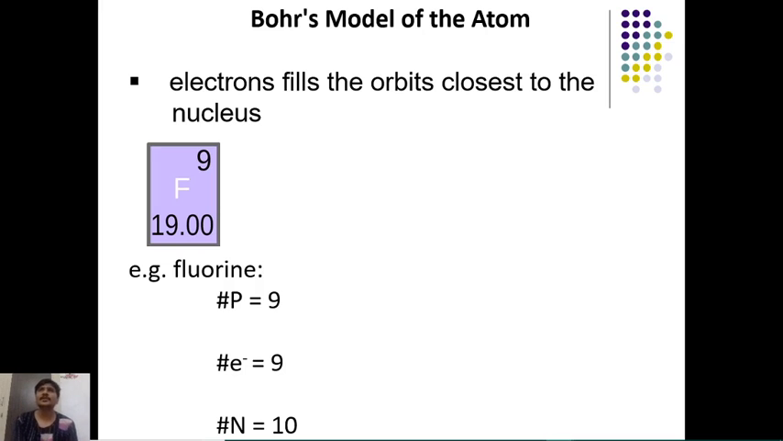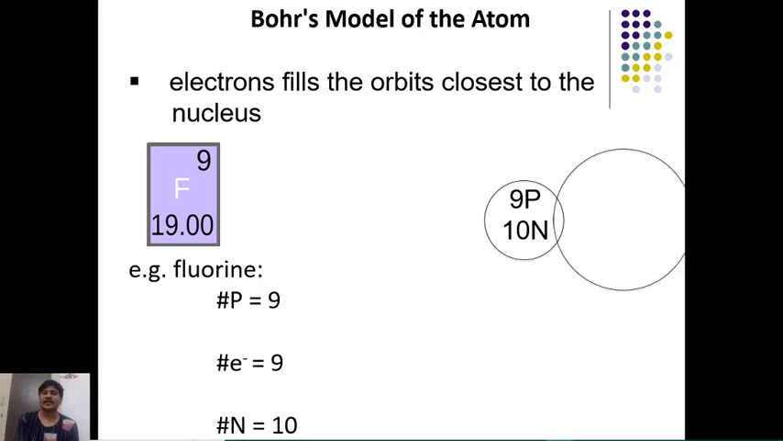Sometimes the nucleon number is one extra than the proton number. So how do we fill the electrons according to Bohr's model of the atom? At first, we know there are 9 protons and 10 neutrons. It means this is the nucleus. At the center nucleus, there are certain orbits which are concentric in this particular diagram.